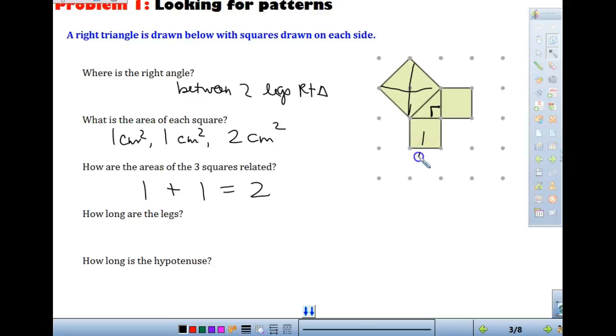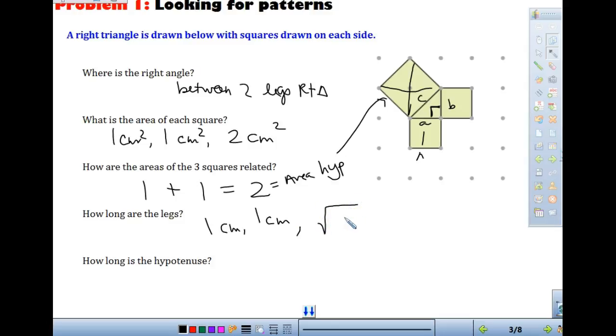So if this is our side A, this is our side B, this is our side C. This is the area of square A. The area of square A plus the area of square B is equal always to the area of square C. It says, how long are the legs? So if this area is 1 centimeter squared, what's the length of this side? 1 centimeter. The second one is 1 centimeter. Remember, this 2 was the area of that hypotenuse squared, right? That's the area here. So what's the side length going to be?